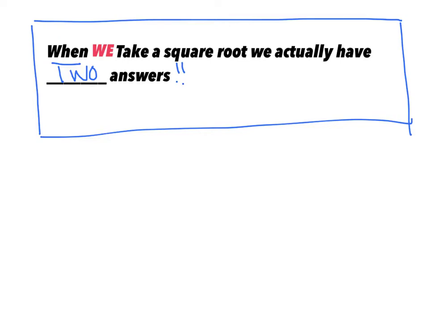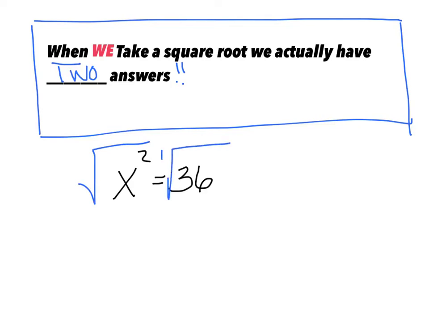Well, here's the deal. Let's say x squared equals 36. All right, to get rid of that squared, I'm going to take the square root of both sides. But now I'm going to write plus or minus the square root of 36. So I'm actually going to get x equals plus or minus 6.